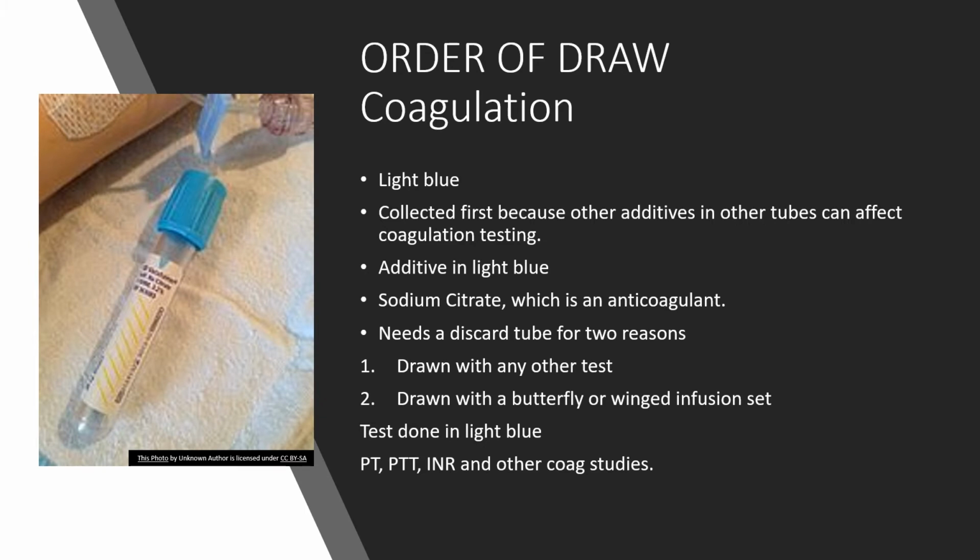Okay, because what we're looking for, and it is extremely important when you're drawing this light blue top tube, is that it is 100% full. We'll go over the ratio, but it has to be 100% full. You always want to draw it first because you don't want a different additive that speeds up clotting getting into that tube, because then it could give us, like we talked about before, invalid results, which could in turn lead to misdiagnosis or mistreatment and could lead to the death of our patient. So as a phlebotomist, the job you do is very important, and we want to make sure we understand order of draw and how important it is.